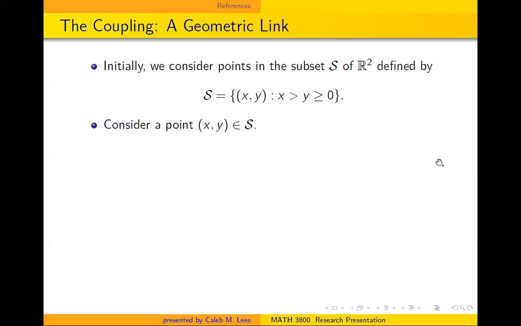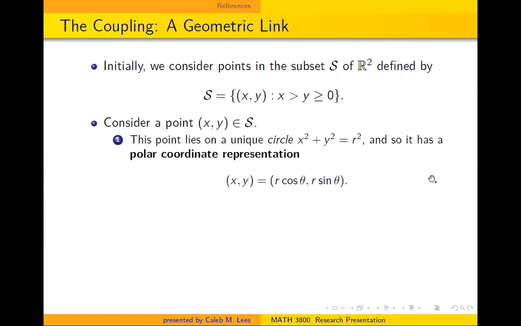So consider a point (x, y) in this subset of R2. We know that this point lies on a unique circle, x squared plus y squared equals r squared, and so it has a polar coordinate representation: (x, y) is (r cosine theta, r sine theta). This is no surprise to any of you. This is just what you learned in Calc 2 and probably before that.